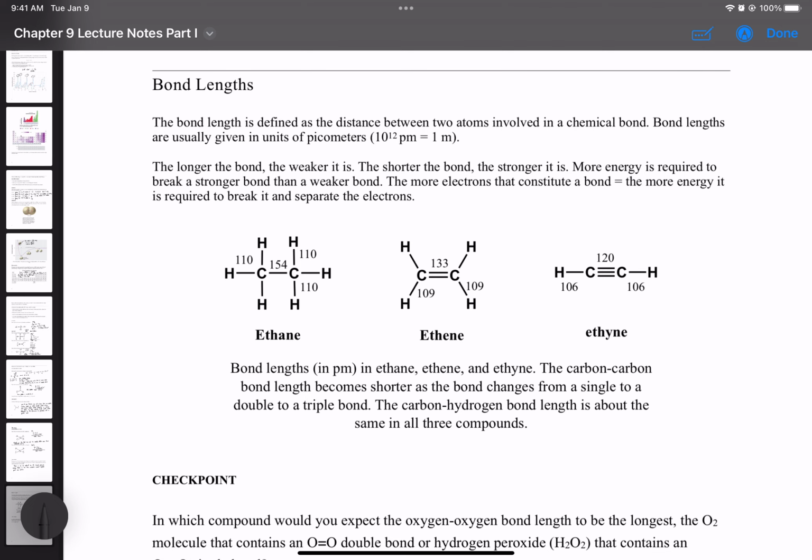So all these compounds are gases. They're used for a variety of things in our society. But don't worry too much about that.